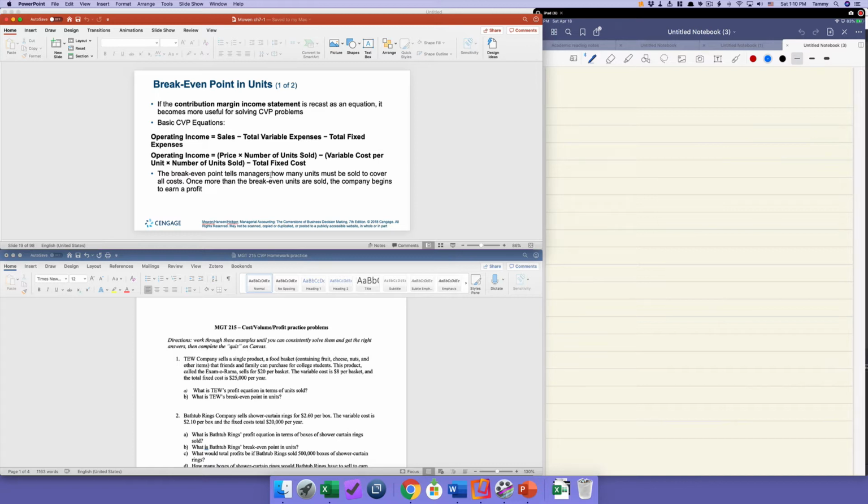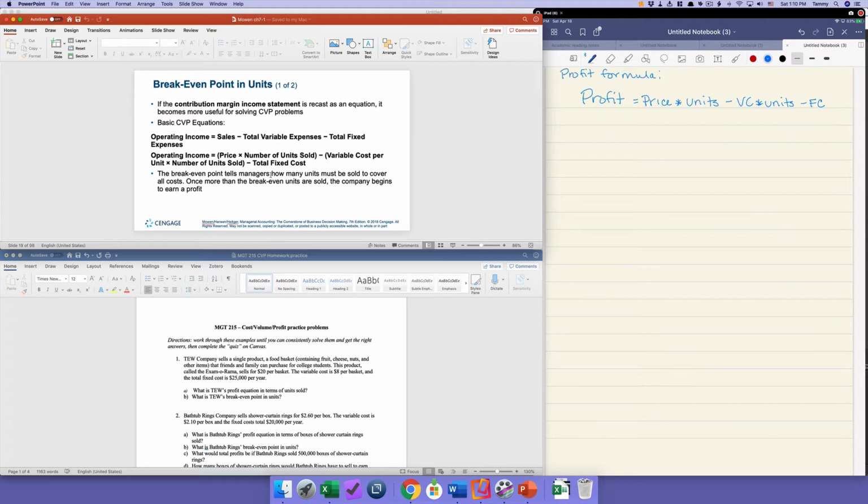Now I get to try to use my iPad here. We start with our profit equation, our profit formula. Why isn't this working? Follow pen. So we know that profit is equal to price times units minus variable cost times units minus fixed cost. This is our profit formula, by the way, and a couple of the homework questions actually ask you for this.